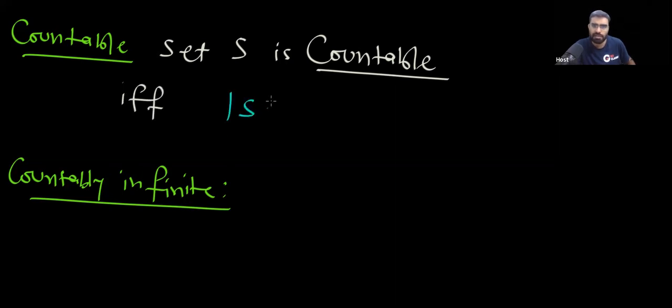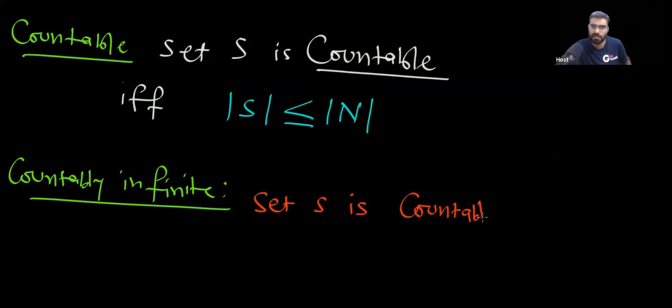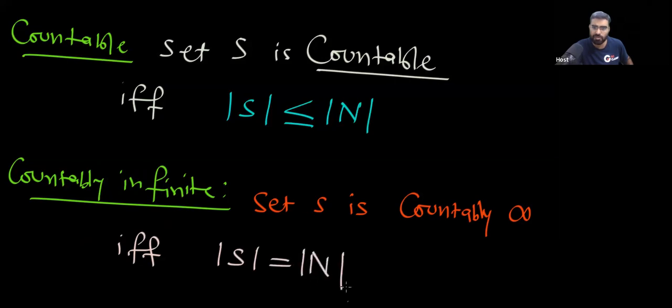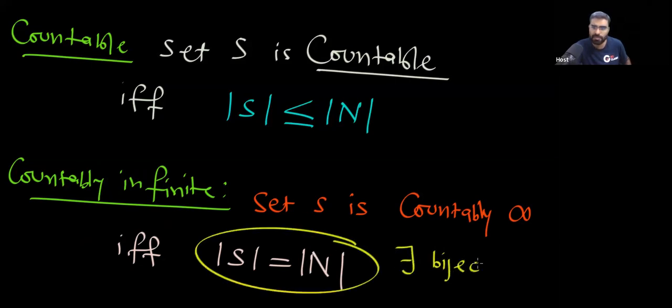A set S is countable if and only if there is an injective function from S to the natural numbers, or I can say the cardinality of S is less than or equal to the cardinality of N. And when can I say a set S is countably infinite? If and only if the cardinality of S is exactly equal to the cardinality of the set of natural numbers, which means there exists a bijection between S and N.